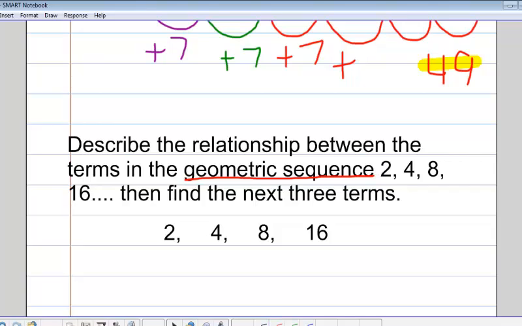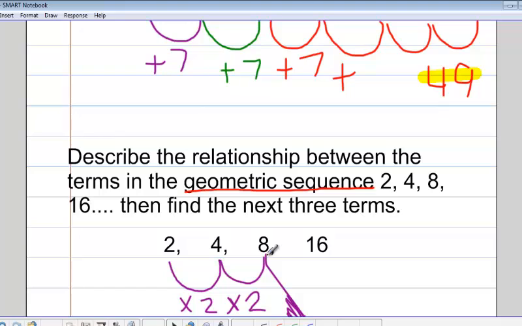If we take a look between 2 and 4, what number would we multiply to get there? Times 2. If we're looking at 4 and 8, it's also times 2. And from 8 to 16, which is also times 2.